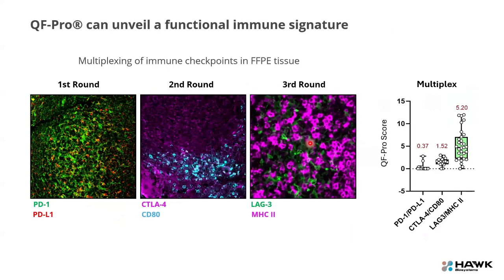In this case, we have an example where within a single FFPE tissue of a patient, we did 3 different rounds of staining within this same tissue. First, we look at PD-1, PD-L1 interaction. Then in the second round, we stain for CTLA4, CD80, and finally, LAG3, MHC2. This gave us a profile of the interaction status of this patient within these 3 different biomarkers. And hopefully in the future, this patient will receive maybe anti-LAG3 treatment instead of anti-PD-1.